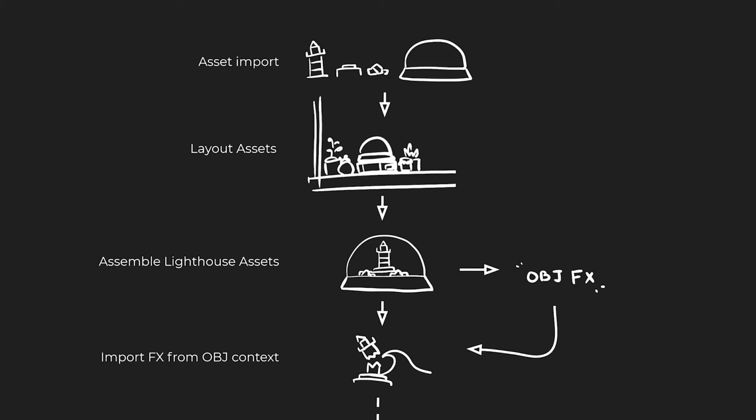After it was laid out, I took just the snow globe and the lighthouse and brought them into the OBJ context where I made the effects. I fractured the lighthouse in OBJ. I made the glass and the rocks and all that as colliders. And then once the effects were all done, they were brought back into Solaris.